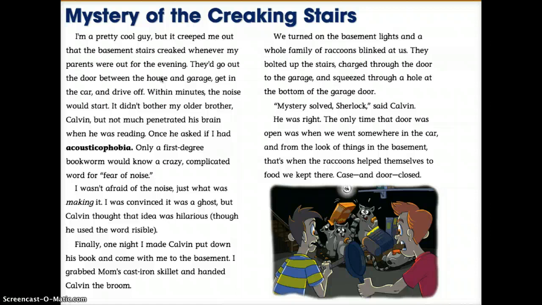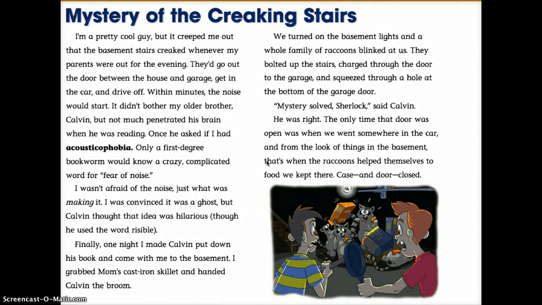All right, ladies and gentlemen. Hopefully you were able to read this. I'm gonna read this to you right now. I'm gonna do my best in terms of understanding what this really big word is. Acousticophobia, I think, is what it is. Here we go. Mystery of the Creaking Stairs.